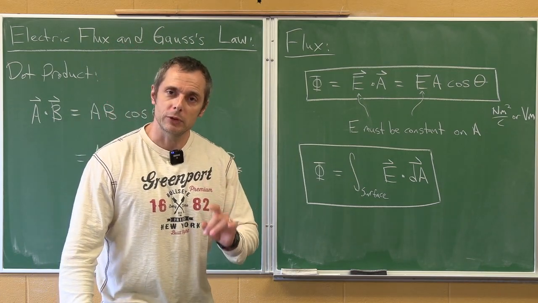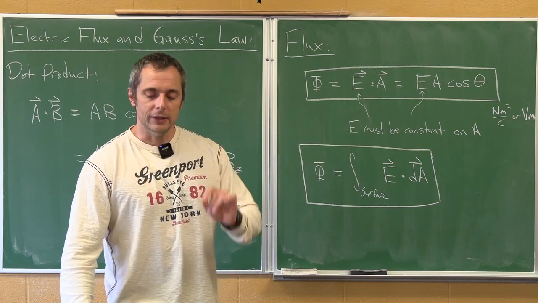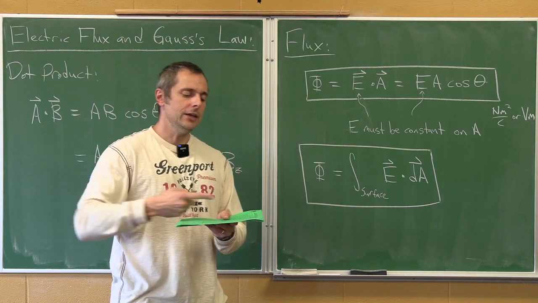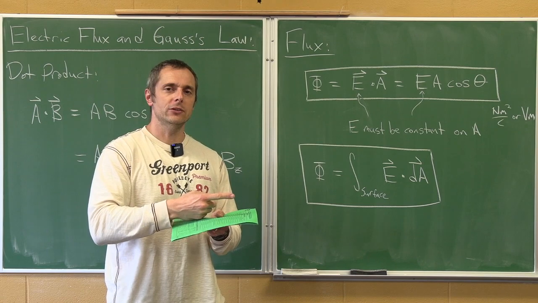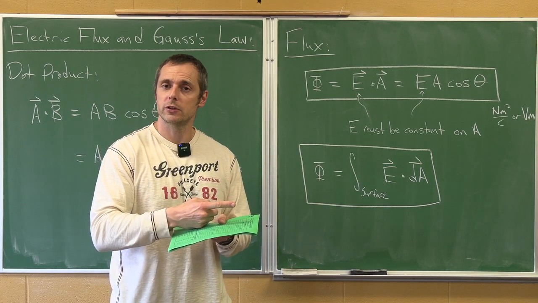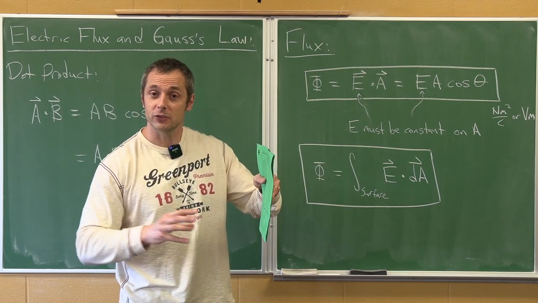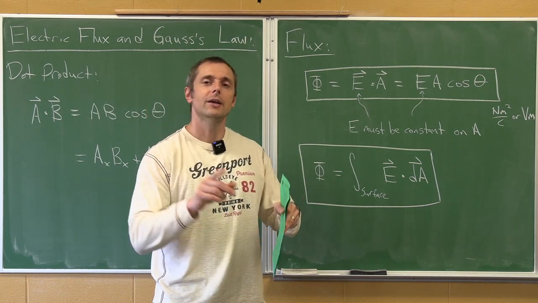It's the same thing with electric field. When the electric field runs along a surface, like E is like this and the surface is like this, there's no flux. When it's like this, the electric field is hitting the surface, kind of poking through it, there's flux.